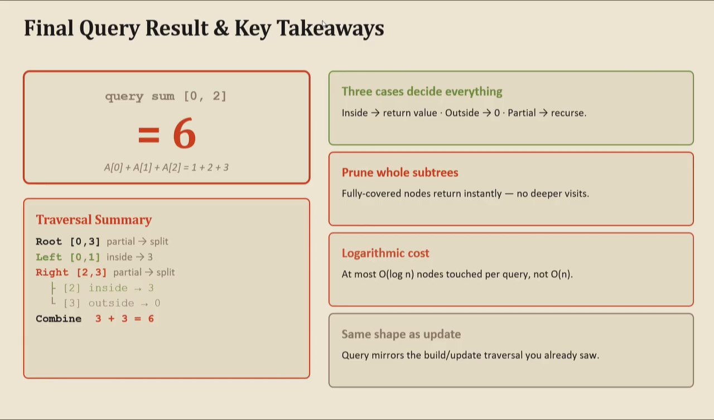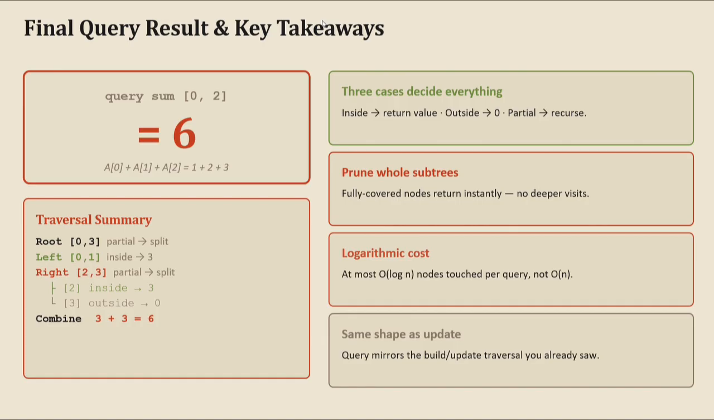So to wrap up, the query for sum 0 to 2 gives us 6, reached by visiting just 4 nodes and combining their results. The traversal followed this path. Root was partial, so it split. Left child 0 to 1 was fully inside, so it returned 3 immediately. Right child 2 to 3 was partial, so it split further. Leaf node 2 was inside and returned 3. Leaf node 3 was outside and returned 0. Final answer 3 plus 3 is equal to 6.